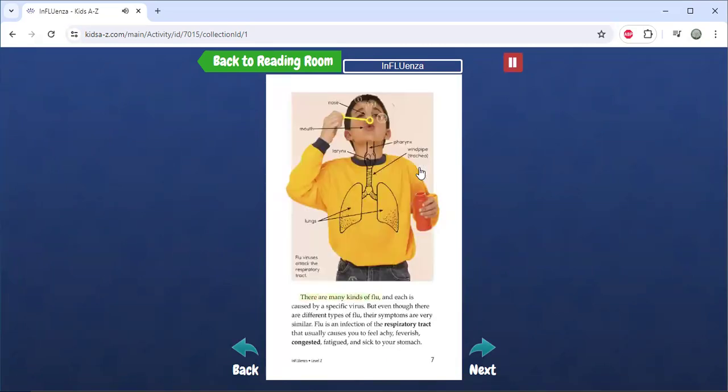There are many kinds of flu, and each is caused by a specific virus. But even though there are different types of flu, their symptoms are very similar. Flu is an infection of the respiratory tract that usually causes you to feel achy, feverish, congested, fatigued, and sick to your stomach.